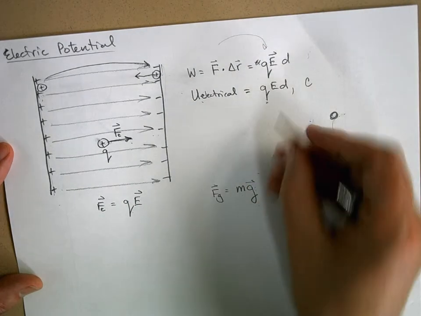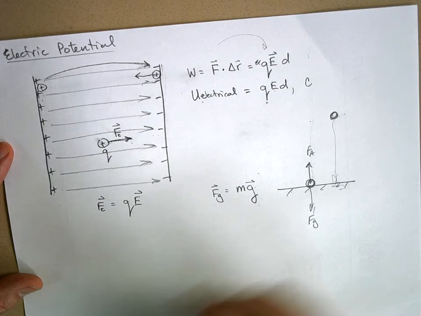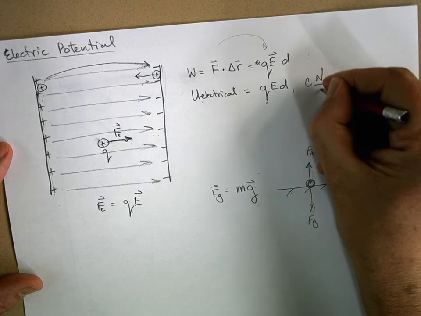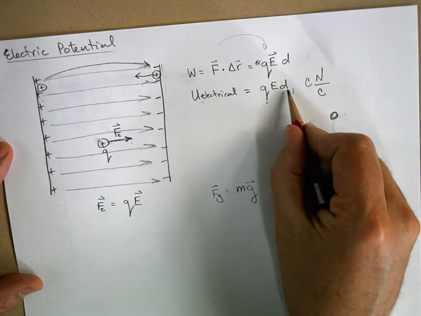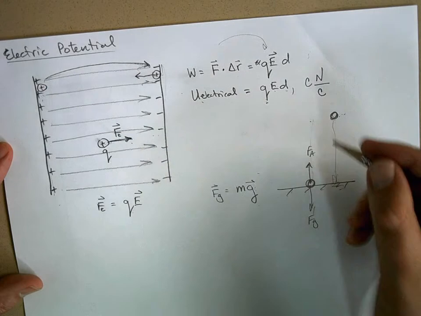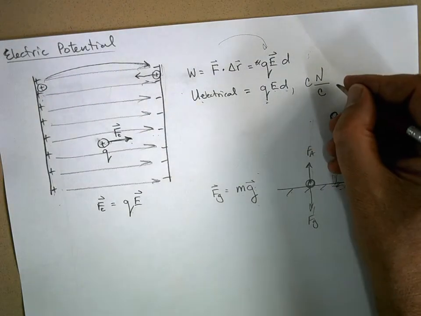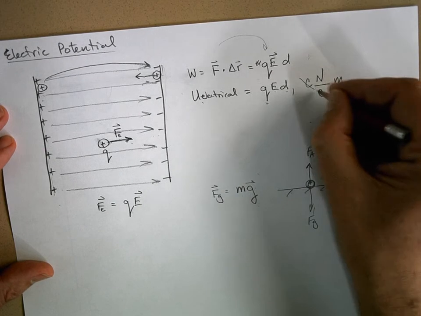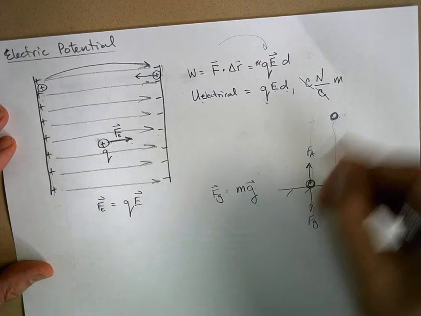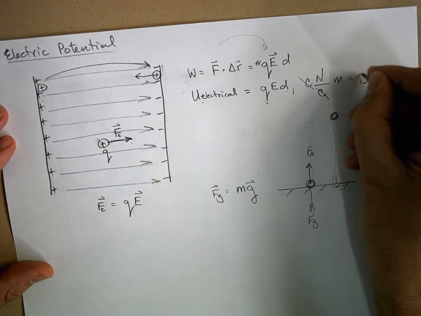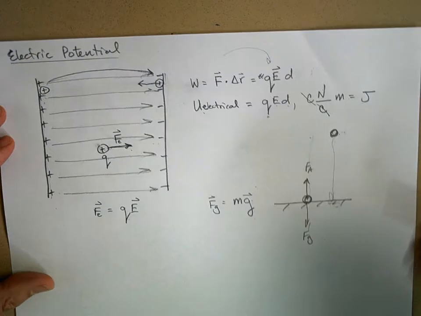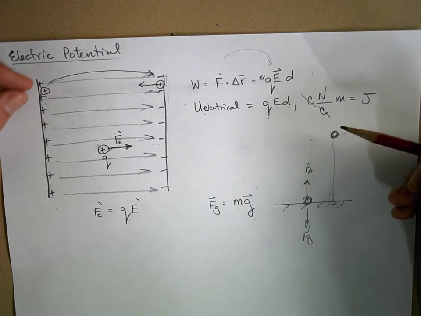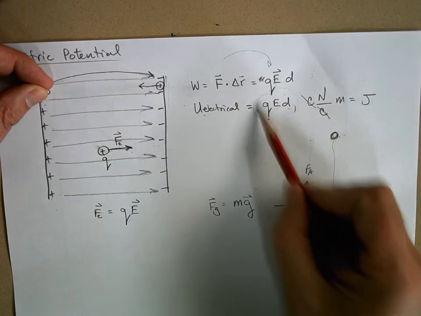Coulombs. What are the units for electric field? Newtons per coulomb. What are the units for the distance across the plates, or my displacement across the plates? Meters. Well, notice the coulombs cancel, and a Newton times a meter is equal to a joule. Anyway, this is the equation that we're not going to use very much.